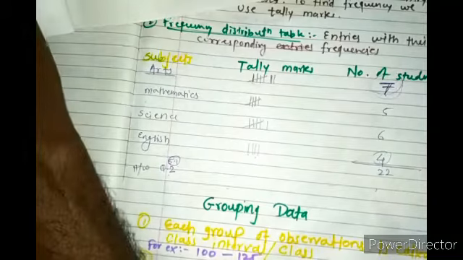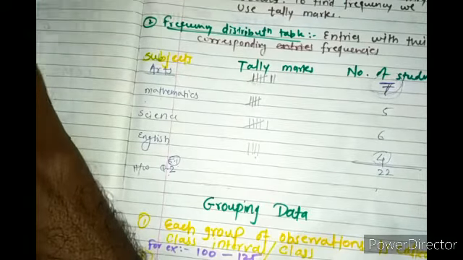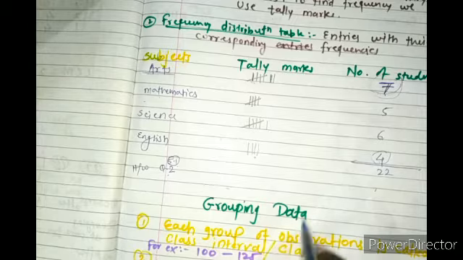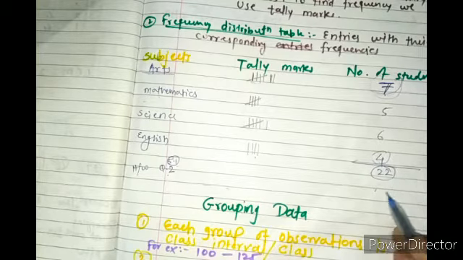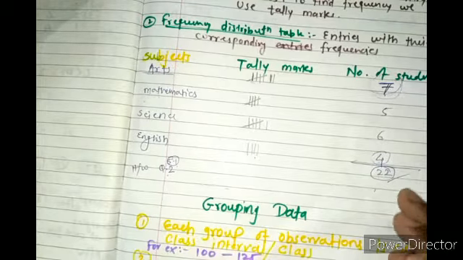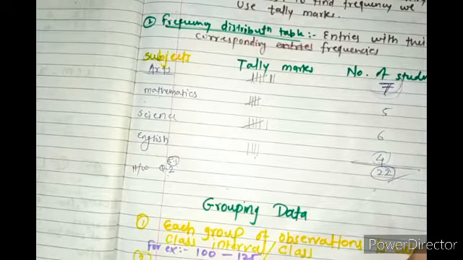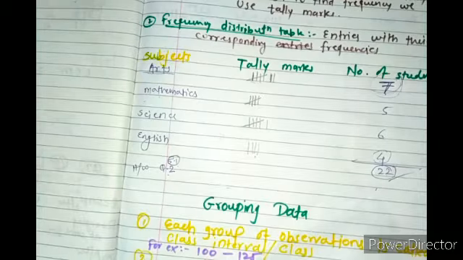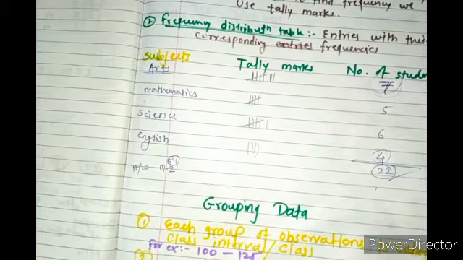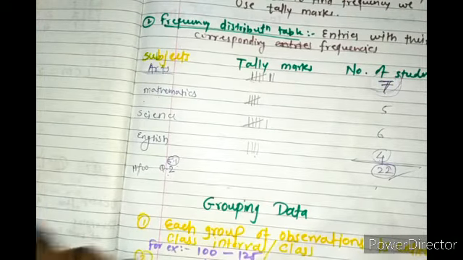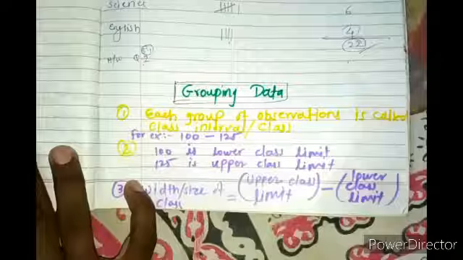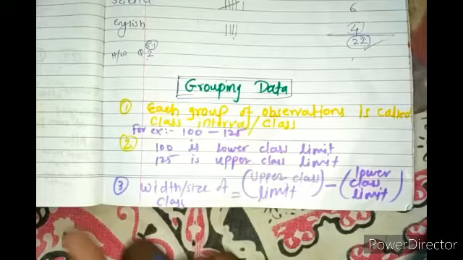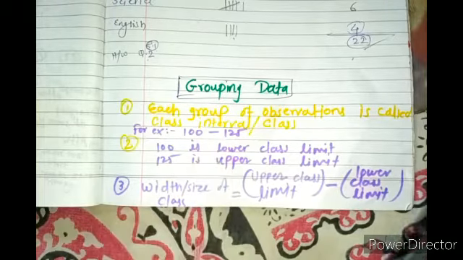Second question, how many students are in the class? There are 22 students in the class. So by making this frequency distribution table, we can give the answers to such questions which I have asked here, right?